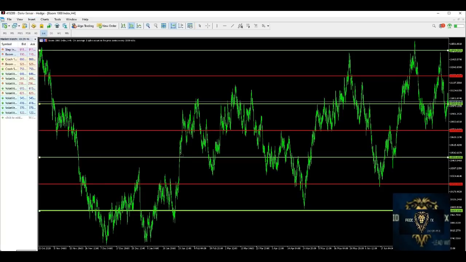is making sure that there is a support level running across. Okay, so that's for more advanced training, but for now, just focus on this. It's a very good strategy.